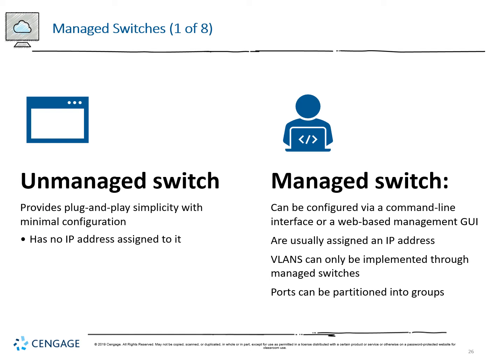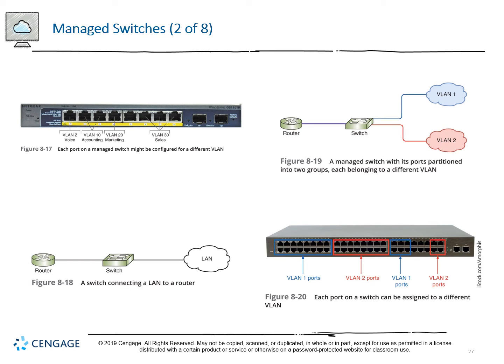Now, an unmanaged switch is just plug and play, ready to go, has no assigned IP address, so it cannot be directly configured through a remote connection. A managed switch can be configured via command line or through a web-based management GUI. Traditionally has its own IP address, which means that you will have to count a host address for it. And VLANs can only be implemented through this type of switch. Once this type of switch is set up, however, you can then partition ports into groups and start creating these VLANs.